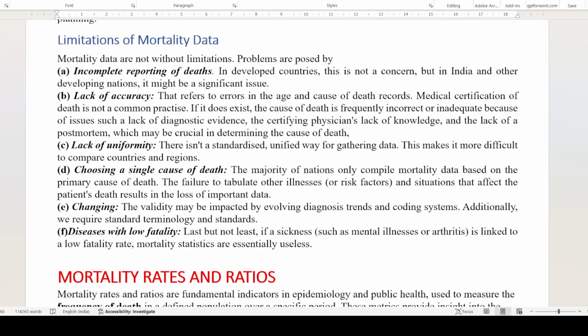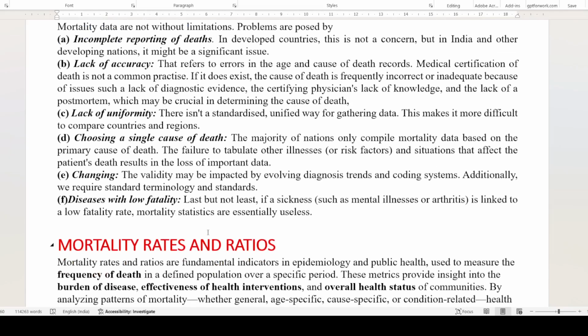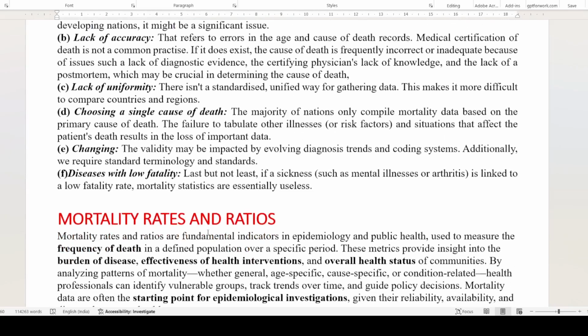Okay. So diseases with low fatality means sickness is there, mental illness is there, arthritis type of disease is there, but there is no fatality, meaning there is no mortality occurring due to these illnesses. Though they can be risk factors, they are not directly the causes of death. So here, low fatality rate diseases are not considered or not recorded. So these are the limitations of mortality data.